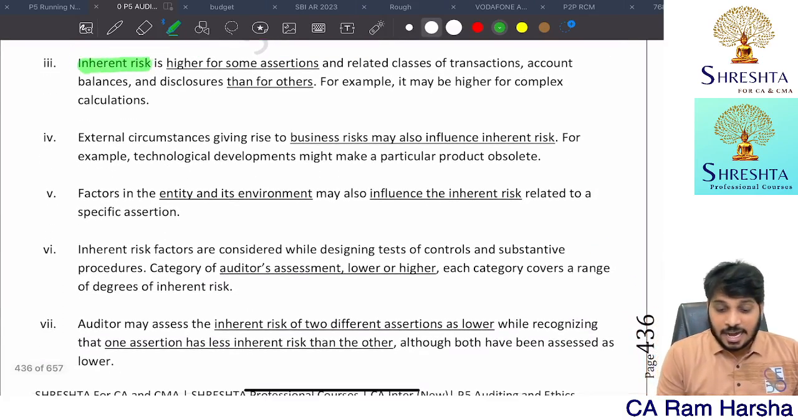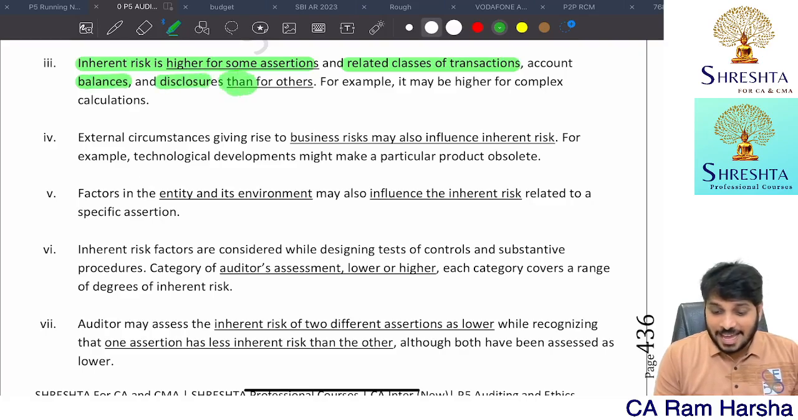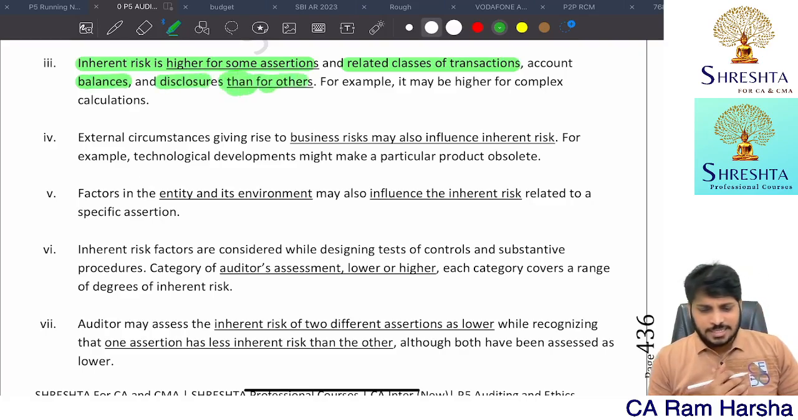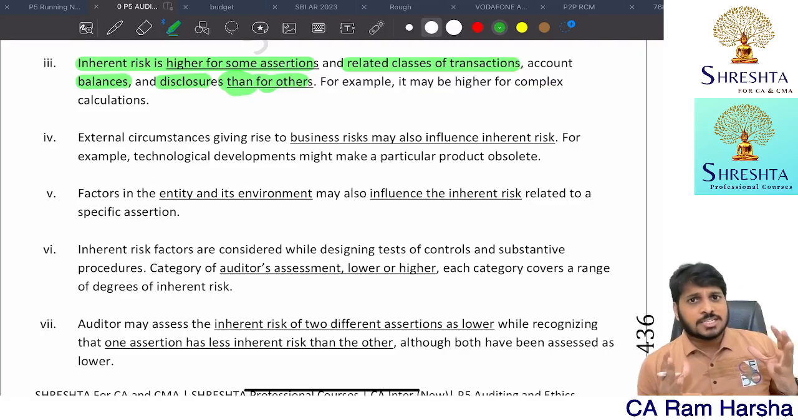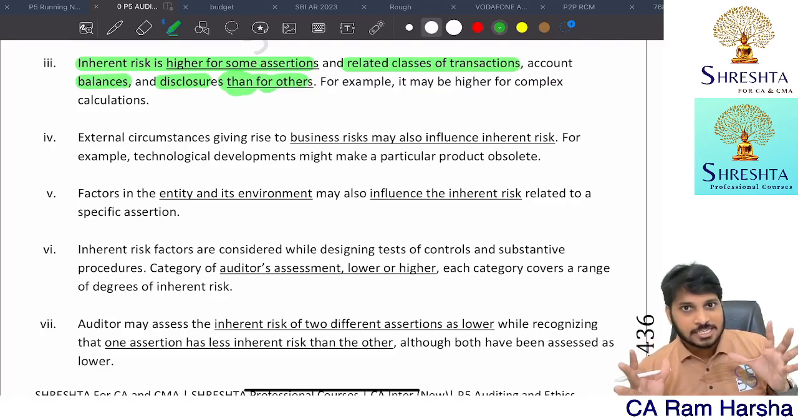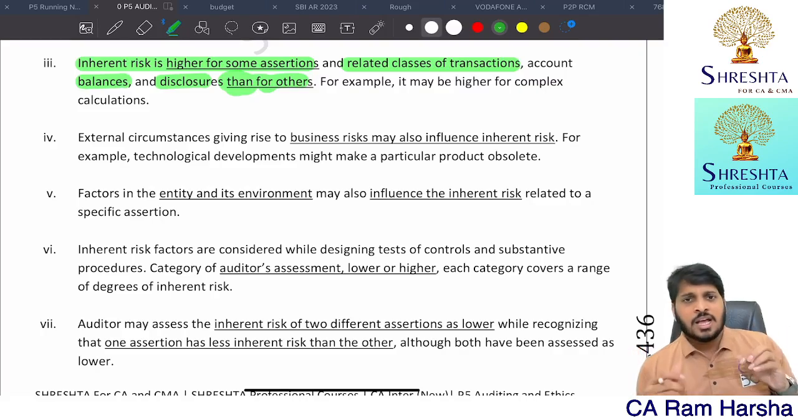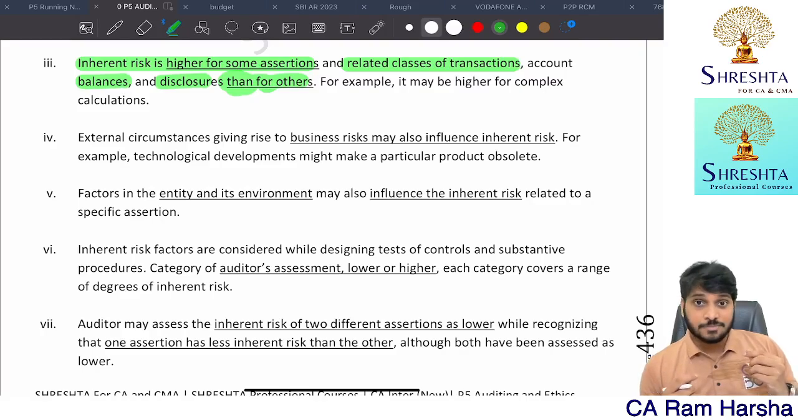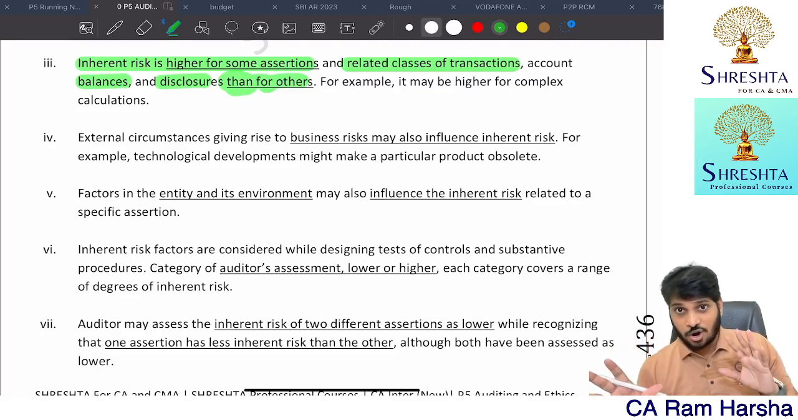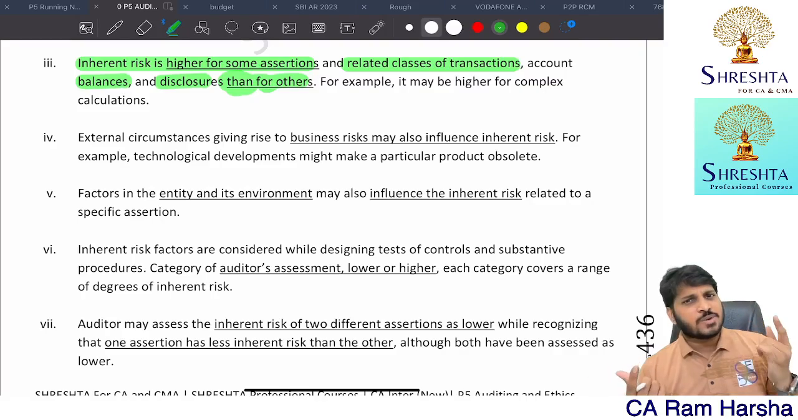Inherent risk is higher for some assertions, obviously, for some related classes of transactions and balances than for others. Obviously, inherent risk may be high for, let's assume, debtors, or maybe for wages. Inherent risk may be low for inventory. So in our example, which we discussed at the beginning of the session, when I visited the godown with respect to inventory, whether as per the records inventory is existing, the risk is very low.